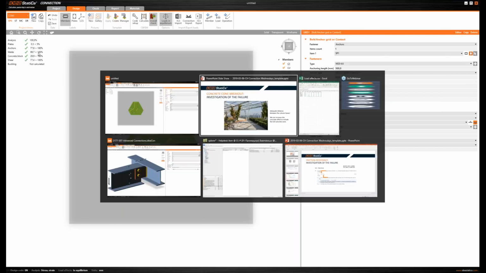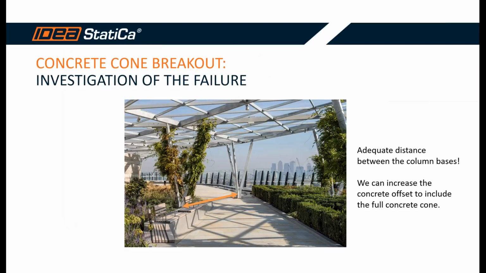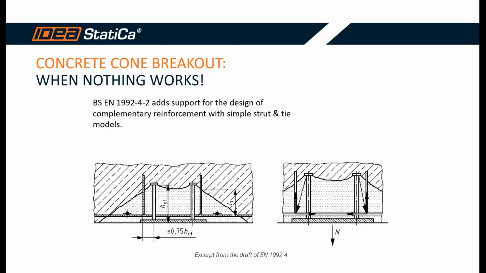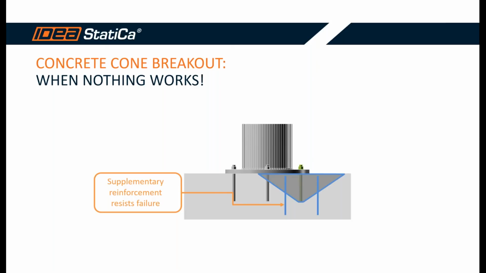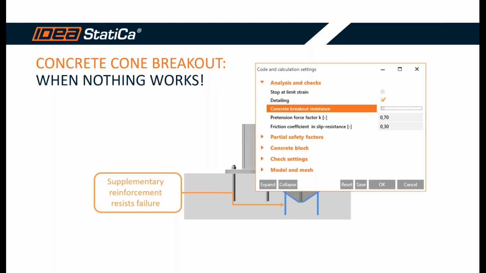Lastly, there are cases where nothing else works. So when nothing else works, the latest valid code, 1992-4-2, adds support for the design of complementary reinforcement with a simple strut and tie model. Now let's say that nothing else works and you use this additional reinforcement. In this case, the supplementary reinforcement resists failure, so you don't need to check for your concrete breakout resistance. In this case, you can deactivate the check from our code setup.